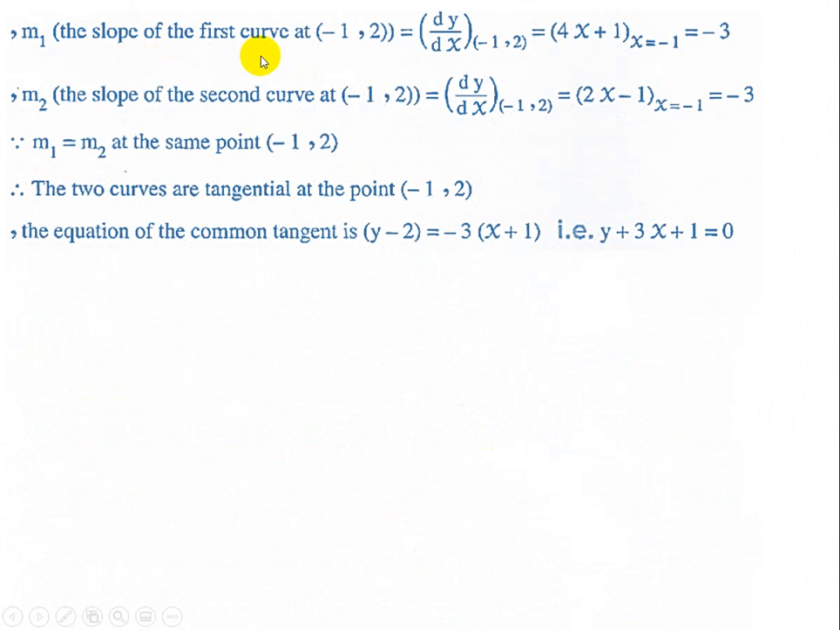m1 is the slope of the first curve at the point (-1, 2), so dy by dx at this point, 2x plus 1, will be negative 3. And m2, the slope of the second curve at the same point, dy by dx equals 2x minus 1 at the point (-1, 2), equals negative 3. So the two slopes are equal, so the two curves are tangential at the point (-1, 2), and the equation of the common tangent is y minus 2 equals negative 3 times (x plus 1), which means y plus 3x plus 1 equals 0.